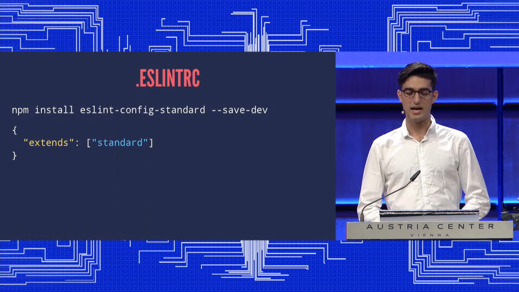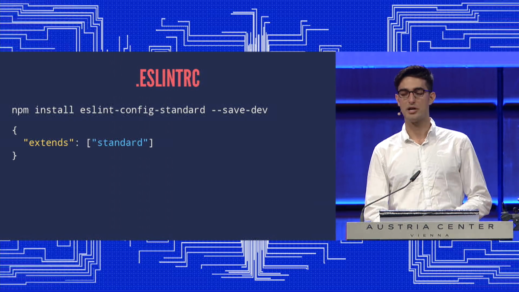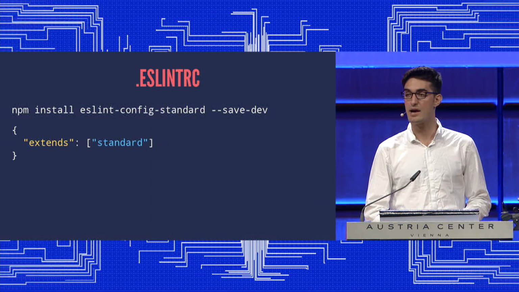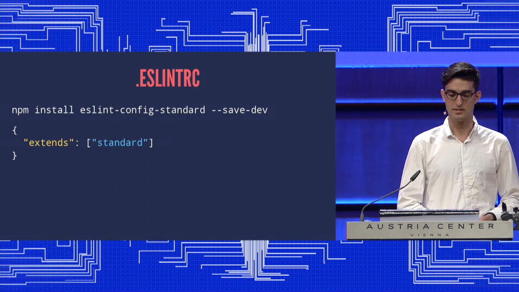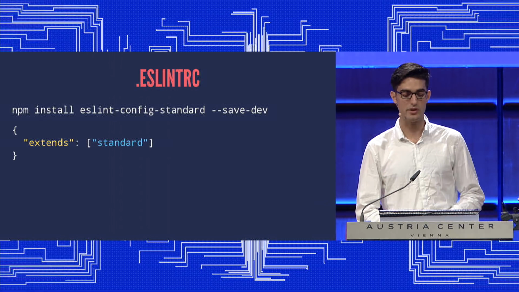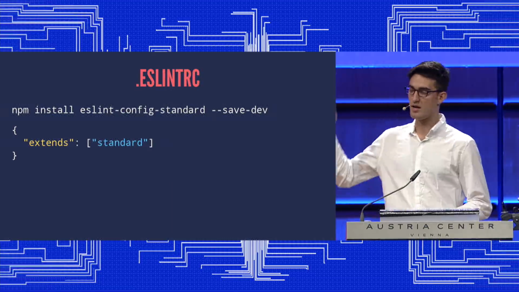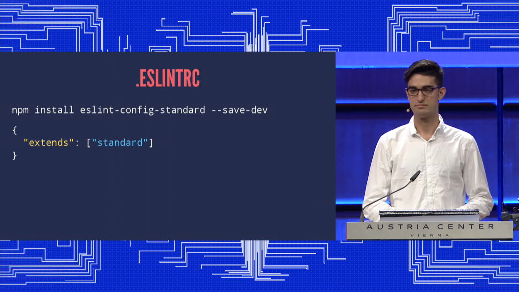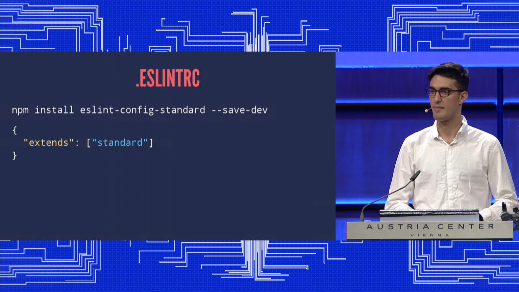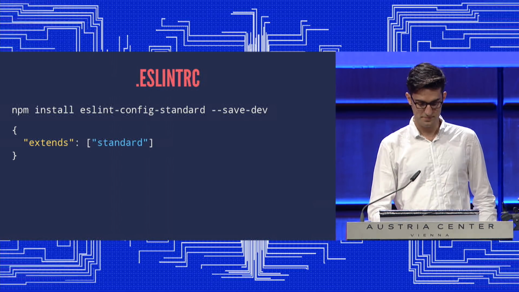So if you don't want to decide each one of these rules one at a time, you can extend a shareable config, which lets you inherit a bunch of good defaults. Standard has one of these that you can install. So if you install eslint-config-standard, then your .eslintrc file can just be as simple as this. It can just say extends standard. That's it. You'll get all the rules inherited automatically. This is really nice.